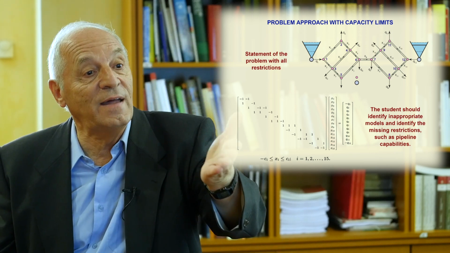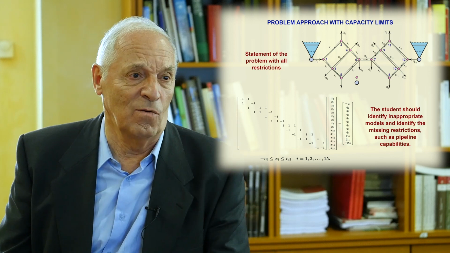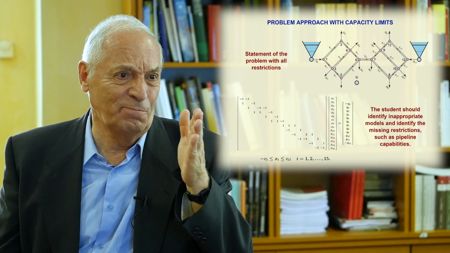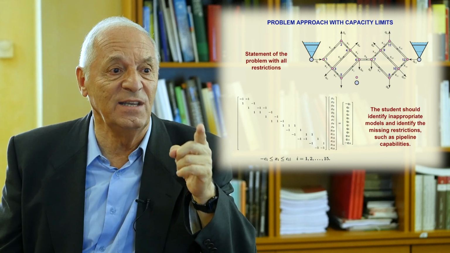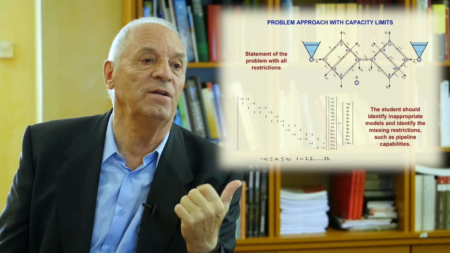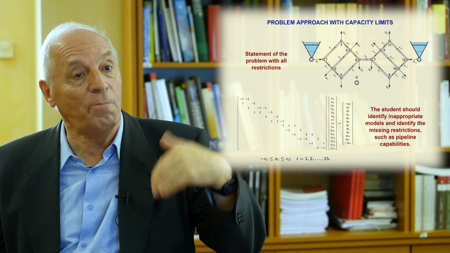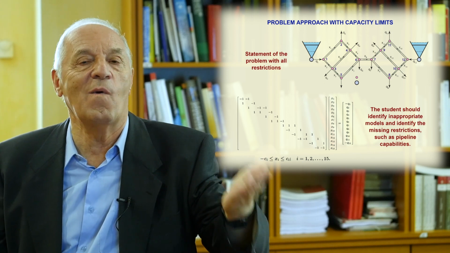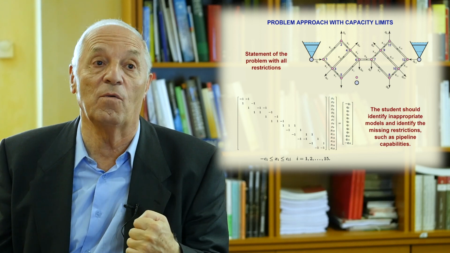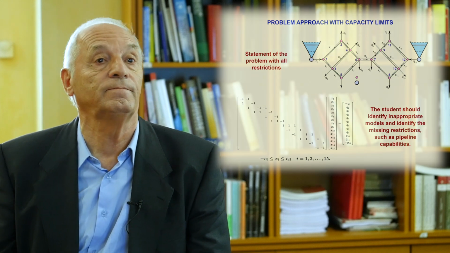Then we need to add that for any pipe, xi, the amount of water circulating in that pipe, should be less than the corresponding capacity ci. And if the water is circulated in the contrary direction, it should be larger than minus ci. So I need to add to the previous equations these inequalities, and then what I get is not a system of equations, but a system of inequalities.